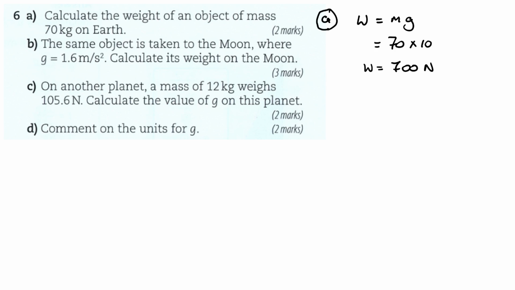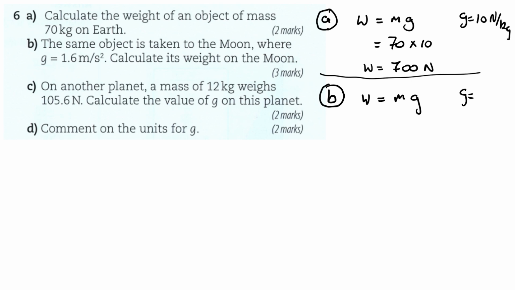Part B then, the same object is taken to the moon, where g equals 1.6 meters per second squared, or newtons per kilogram. So they're the same unit, remember. Calculate its weight now on the moon. So it's still W equals mg, but before g was 10 newtons per kilogram, whereas now g is 1.6 newtons per kilogram. And they say meters per second squared, but the acceleration and the force per unit mass is the same thing. Now we take our 70 and multiply it by 1.6 instead of 10, and that gives us 112 newtons.